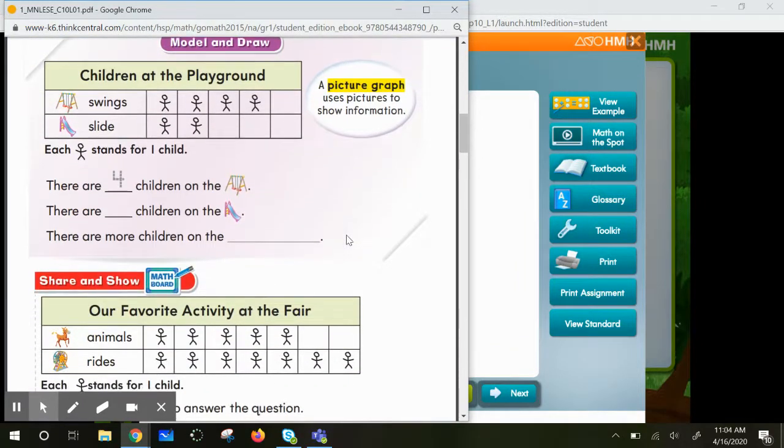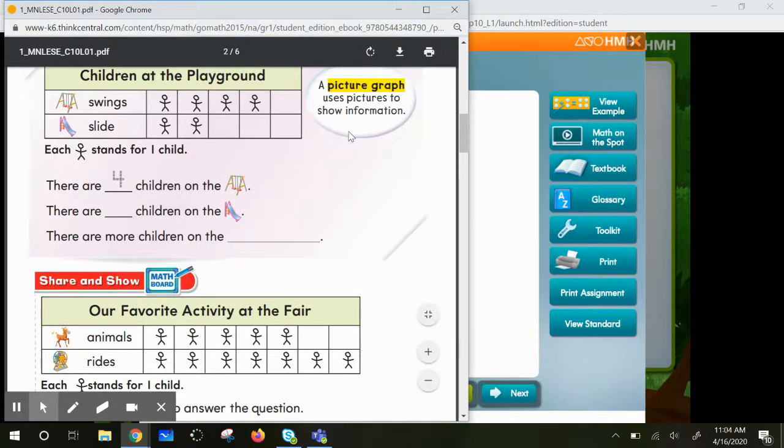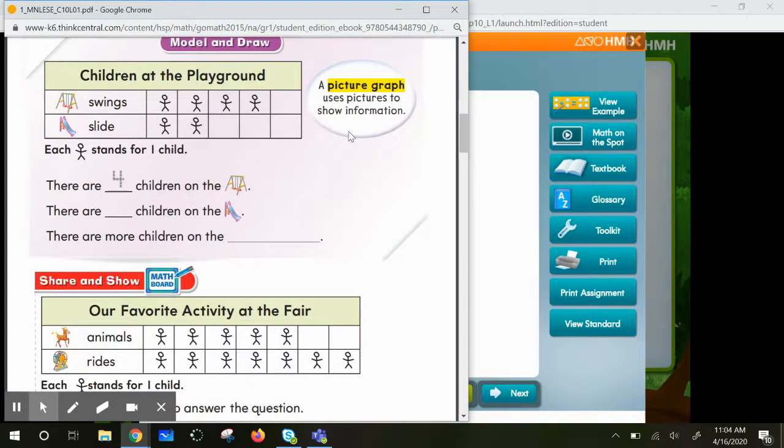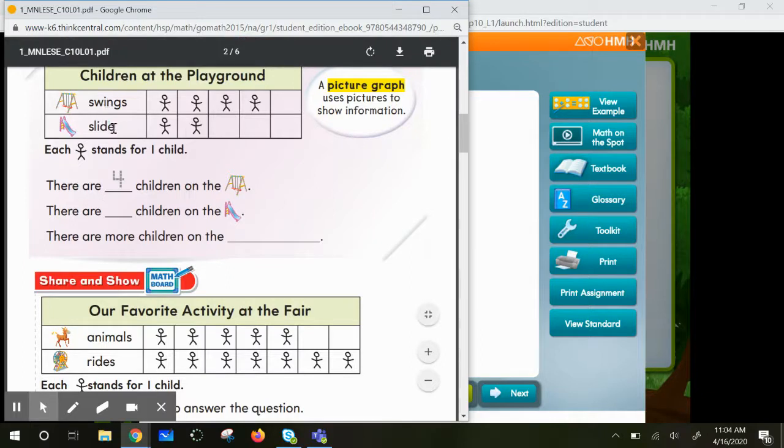Model and draw. A picture graph uses pictures to show information. Here we have swings and slides. Each stick figure stands for one child. There are 4 children on the swing. 1, 2, 3, 4. There are blank children on the slide. To find out, we count how many pictures are on the graph. 1, 2. So there are 2 children on the slide.